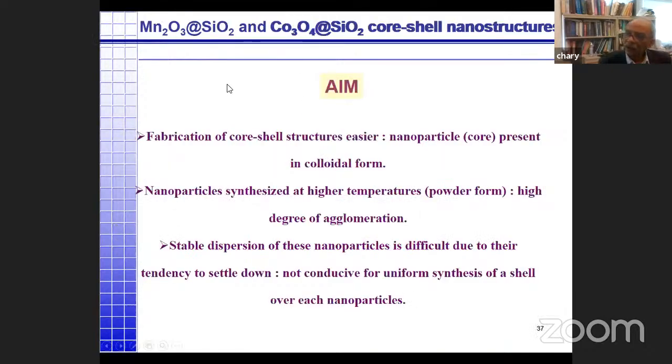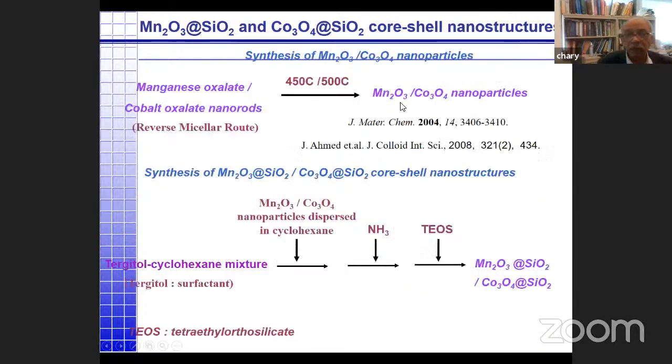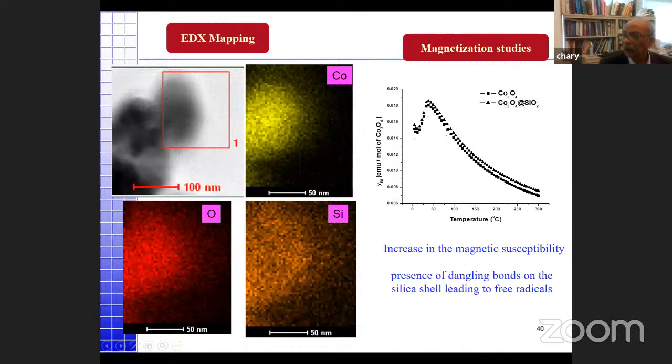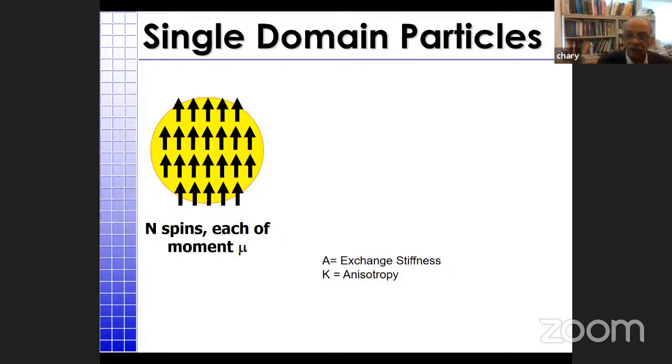Similarly, we were also able to make not only metals, but oxides as well, as core shell nanostructures. This is very important for computational applications. So here is an example of Co3O4, SiO2 core shell structures, and the particles are definitely less than 100 nanometers. These are extremely nano-sized particles, and we were able to create very wonderful architectures that are useful for computational applications. When we looked at the magnetization studies, again, there is a reduction in the magnetization whenever you put silicon, because SiO2 is non-magnetic.